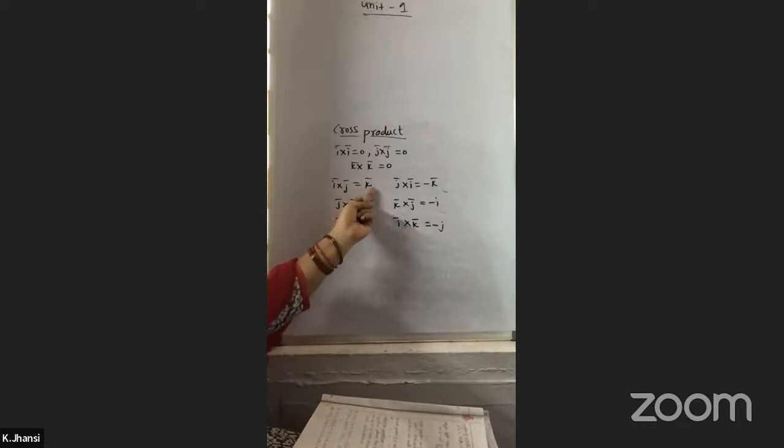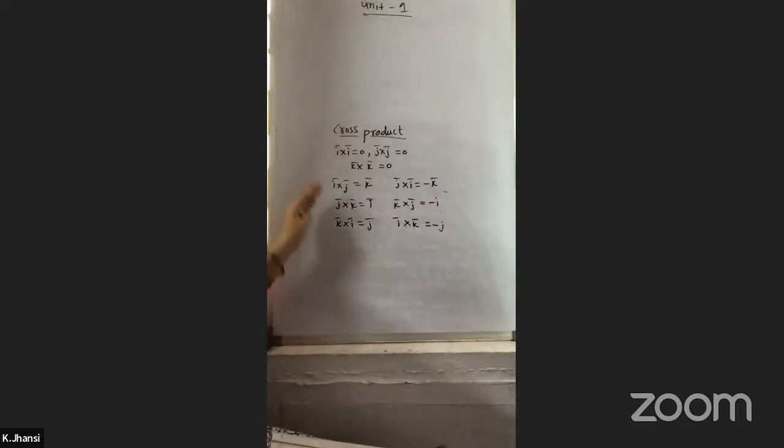These are useful. So these 6 are important. That's why in cross product, when you do I cross I, that value will be 0. And when you do I cross J, that will become K, and J cross K equals I. So these are important. And problems are there on dot product and also cross product.